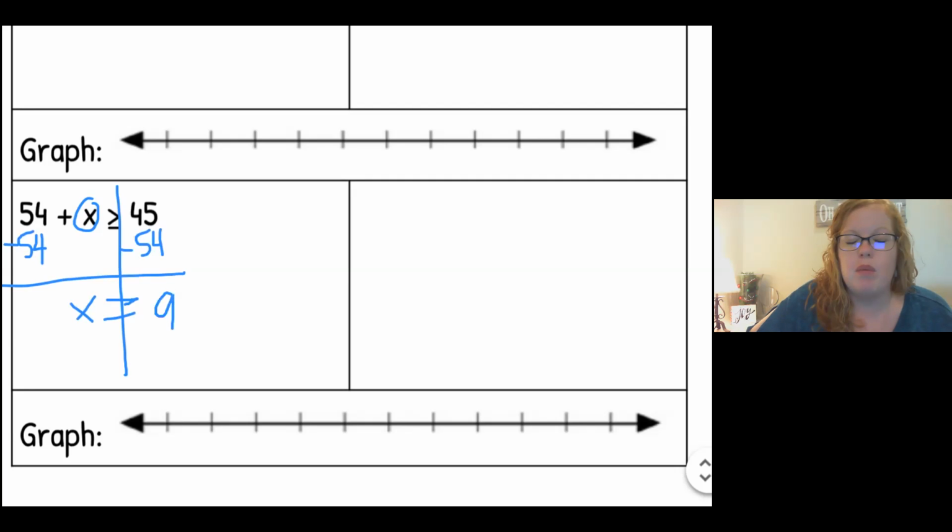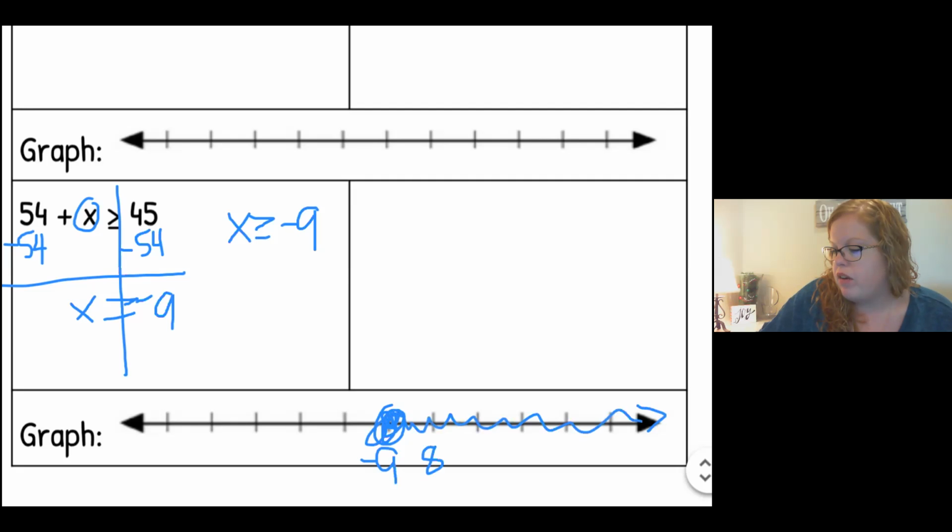Be careful on this one. A lot of people want to put 11 because they have the numbers the wrong way, but 45 to 54 would only be 9. And then to show your answer here, you would be negative 9. So I put a negative 9, and I need to clean it up a little bit. I know I'm going to shade it in because the equal sign is included, and I know I'm going to shade this direction.